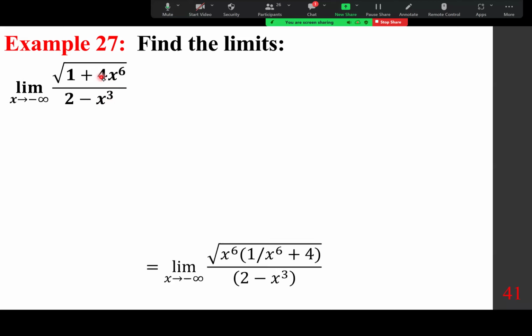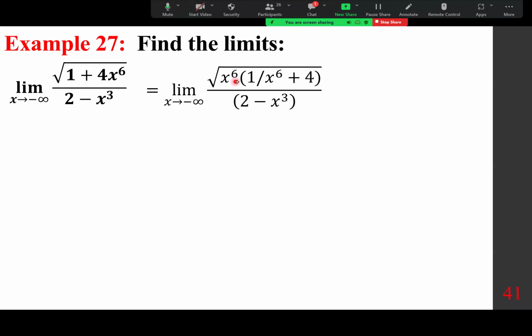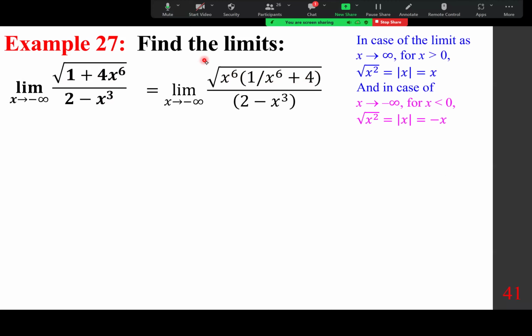Let's go inside, and this is one technique. You can take x to the power of 6 out from the inside. This becomes 1 over x to the power of 6 plus 4, and then x to the power of 6 can come out. Now, here's what you should be very careful about.